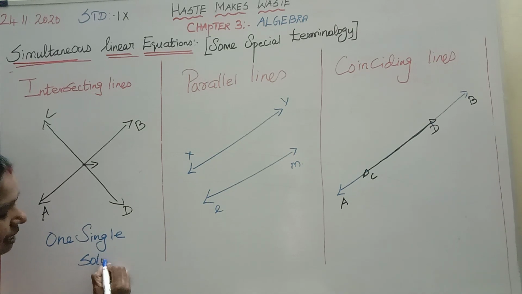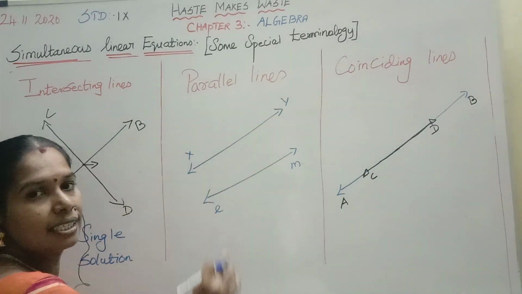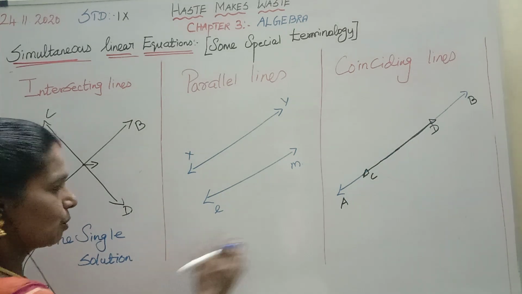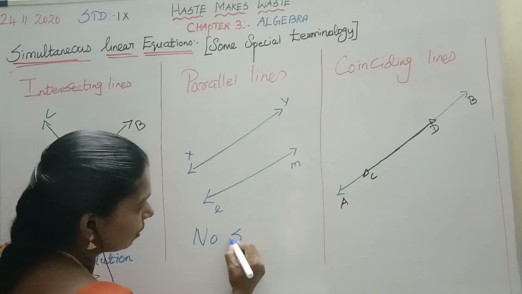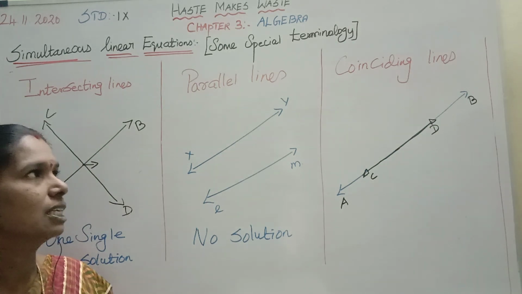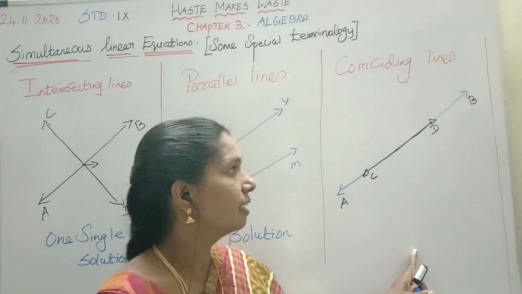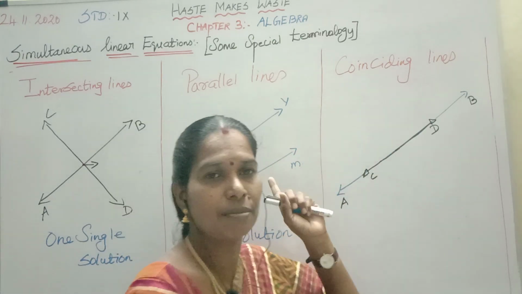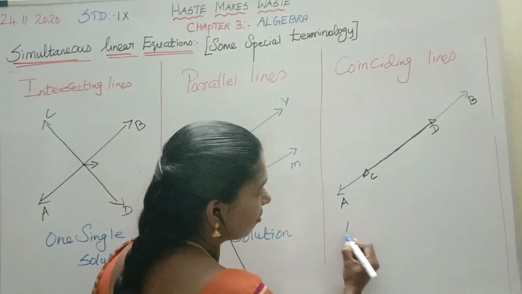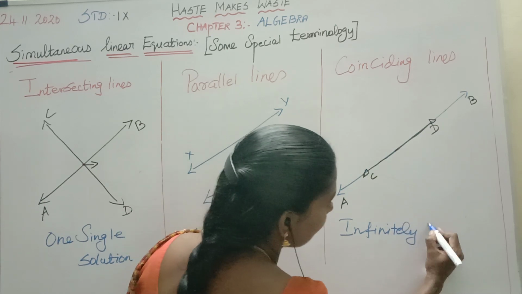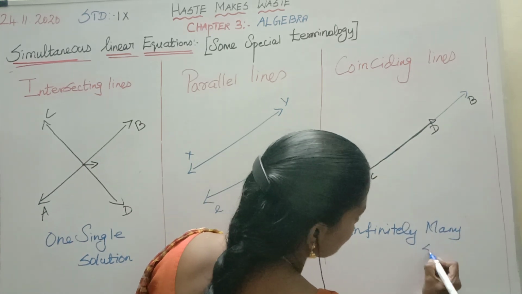Okay. Then suppose you are getting parallel lines. Parallel lines never meet each other, so we are unable to find a solution. So in this case, there is no solution at all for the simultaneous linear equations. Suppose you are getting coinciding lines, that is, you get one line first, then the second line also lies on the same line. Here we say we will have infinitely many solutions, or unlimited solutions.